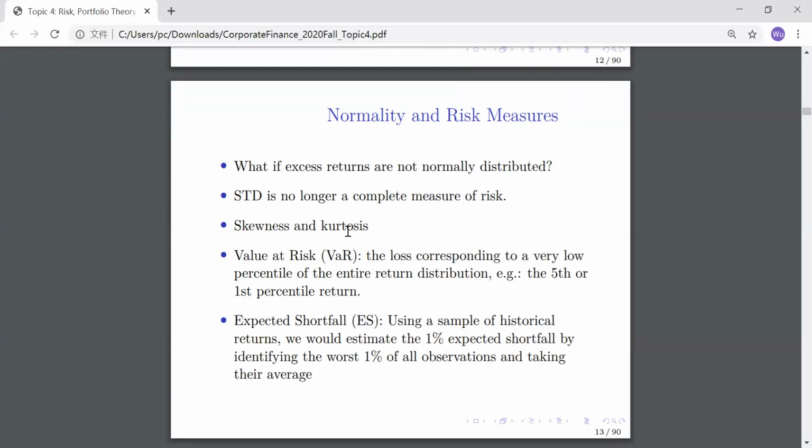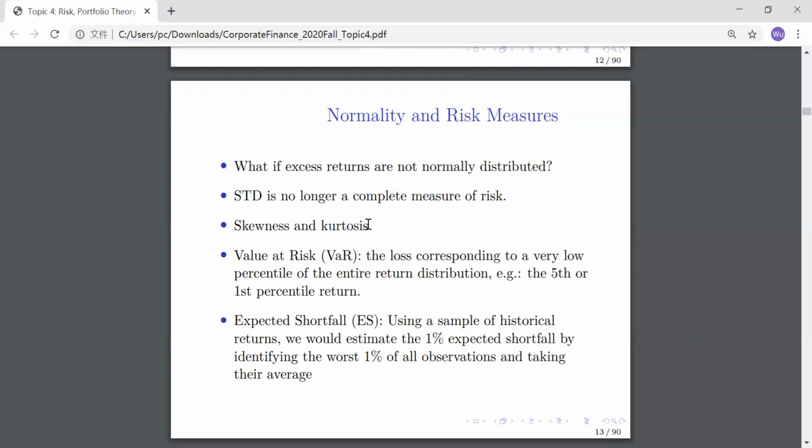Now, kurtosis is a symmetric concept, which gives more weight to extreme events, including extremely good events and extremely bad events. So both extremely good and bad events are more likely than what the normal distribution describes.